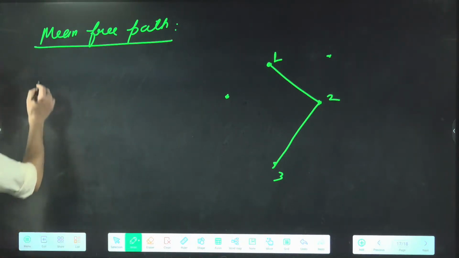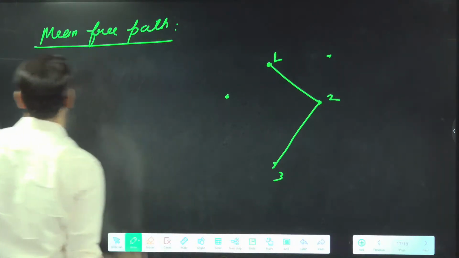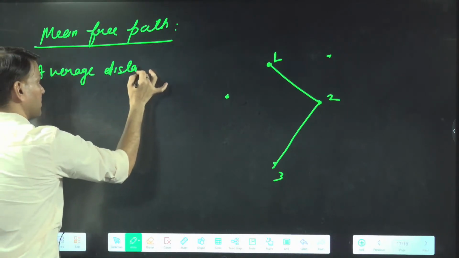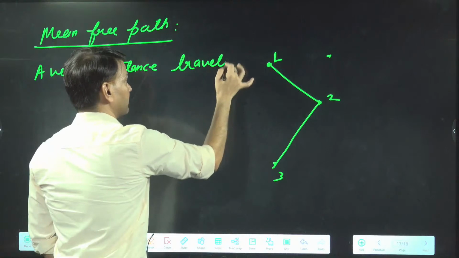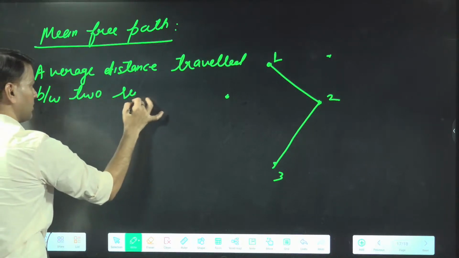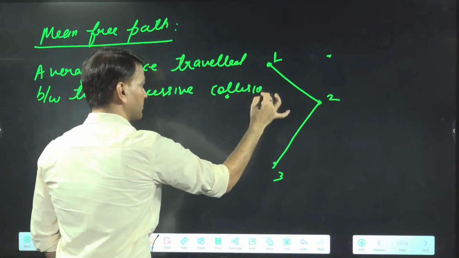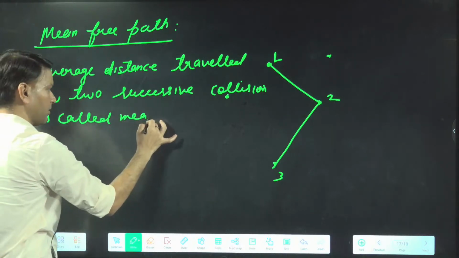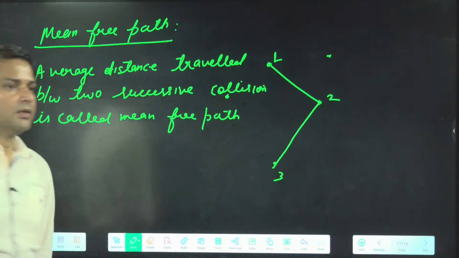So it is the average distance traveled between two successive collisions, is called mean free path.